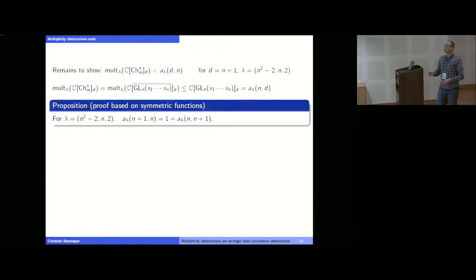That's what we have to show. And indeed, it can be done. If you take this specific lambda, then you can show there's a difference of 1. And this has been shown using symmetric functions. These are classical notions. You can express these notions in terms of symmetric functions and exactly compute this difference.